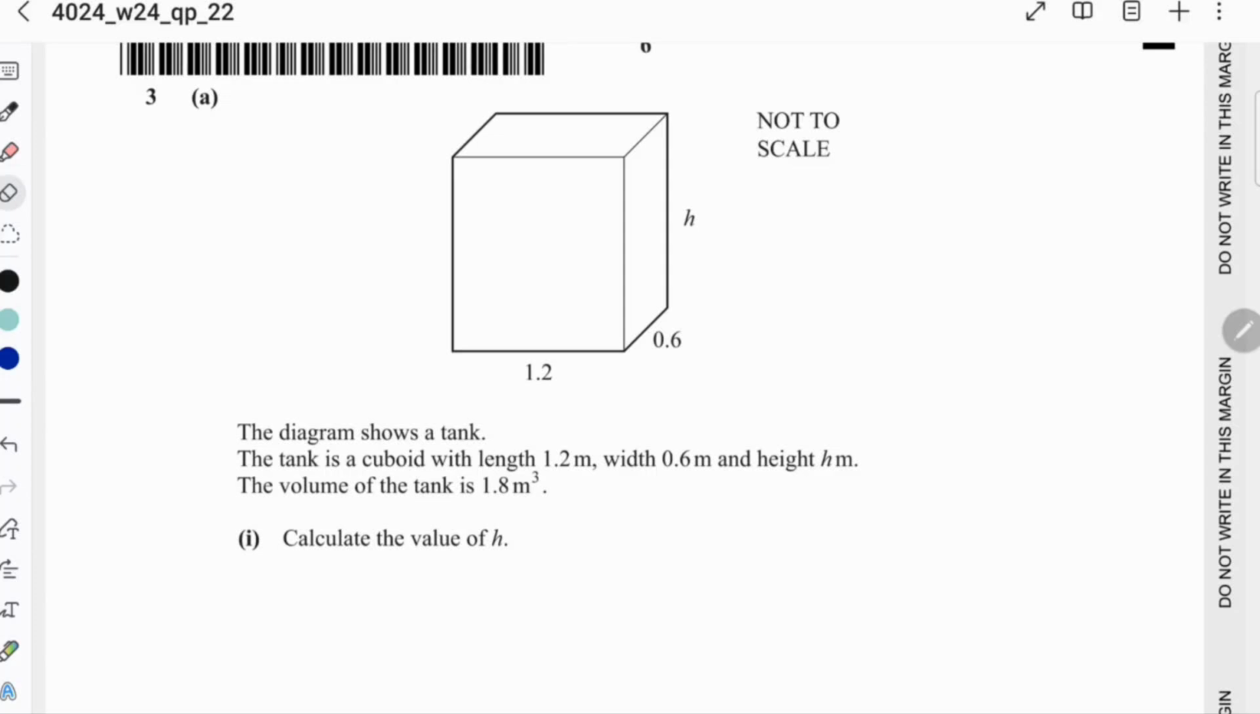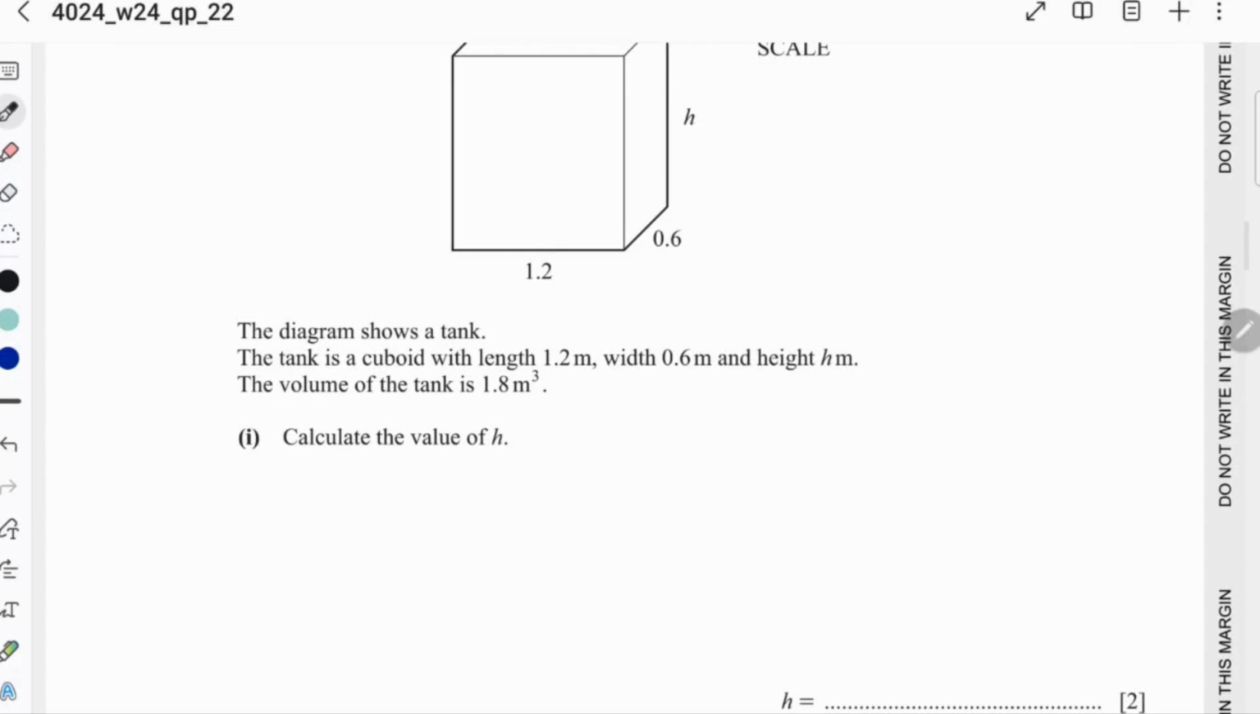The diagram shows a tank. The tank is a cuboid with length 1.2 meters, width 0.6 meters and height h meters. The volume of the tank is 1.8 cubic meters. Calculate the value of h. So we'll take the same formula, the hint is given: the volume is equal to length into width into height.